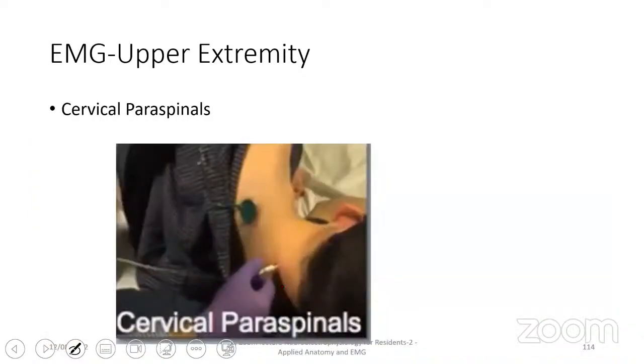These are the cervical paraspinal muscles, which we said will show fibs and positive sharp waves very early, 1 to 3 weeks after the injury. So paraspinal EMG is very important.